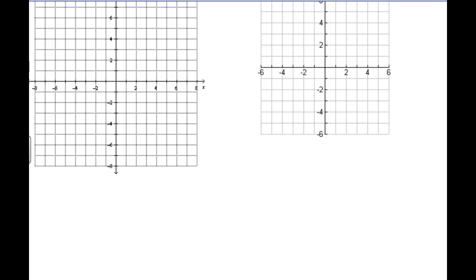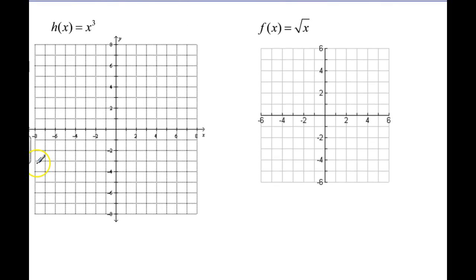Okay, let's do 2 more. You need to know these graphs. So one of these will be, let's put in some points here. This is the cubic function. So if I plug in 0, 0 cubed is 0, so I got that point. Plug in 1, 1 cubed is 1. Here's something different. If I plug in 2, 2 to the third power is 8. So 2 comma 8 is a point. You need to know those 3 points.